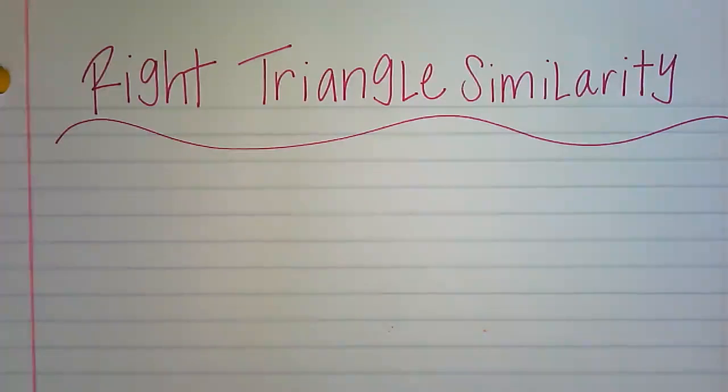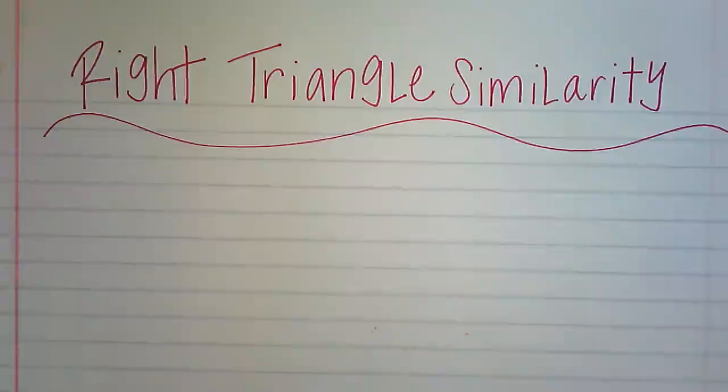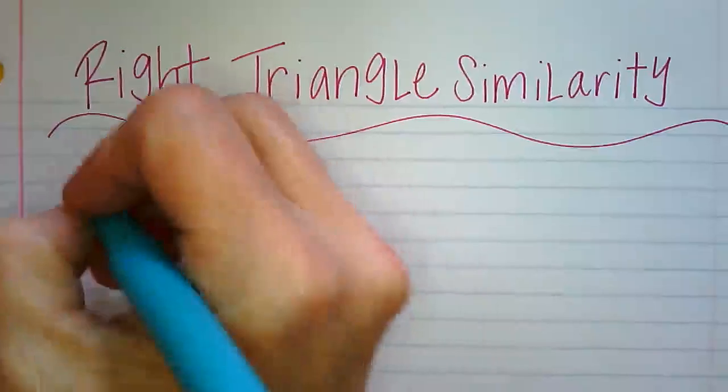I'm going to explain right triangle similarity to you in this video, and this is one of my favorites. I love right triangle similarity. So first thing, there is something called altitude on hypotenuse. So let me jot that down.